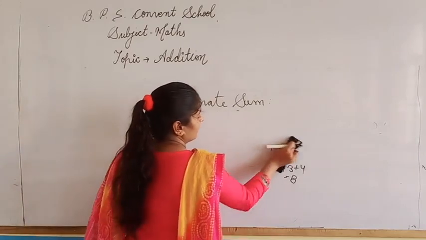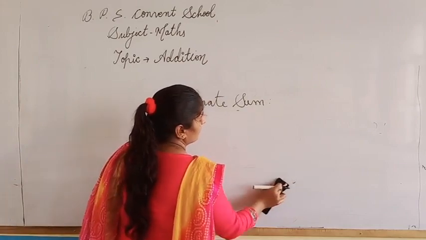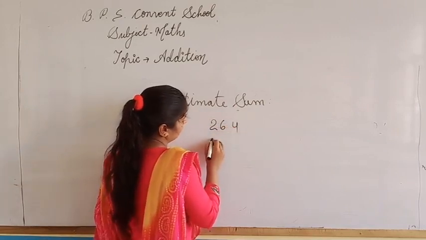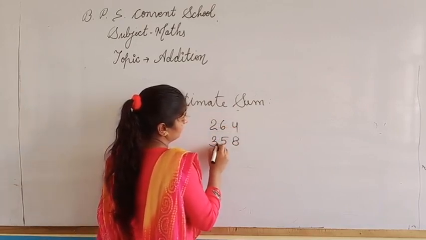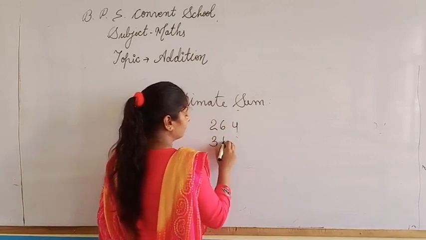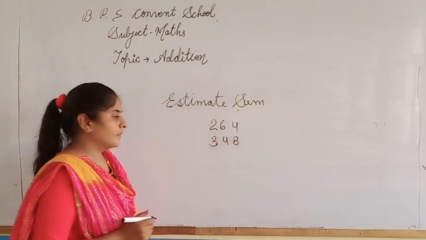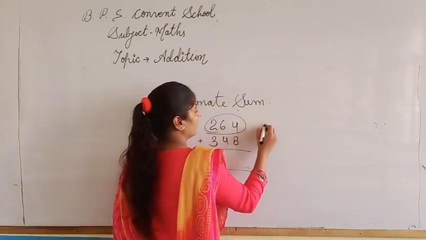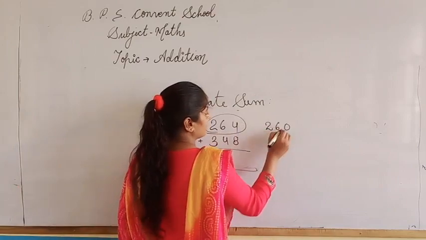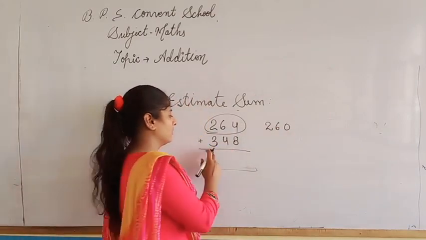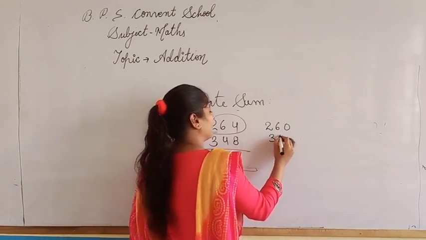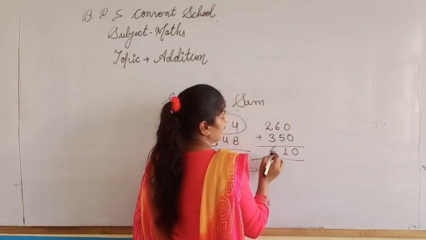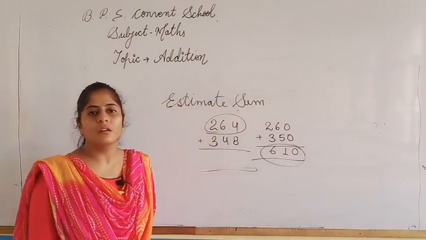In this question, we first change the digits. Find the estimate sum. First, nearest tens. First change to the nearest tens: 260 and in this 350. So the estimate sum is 610.